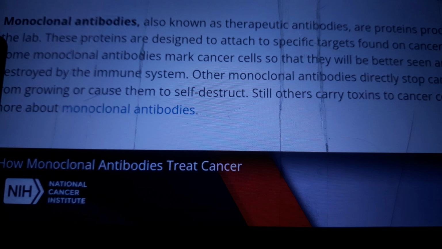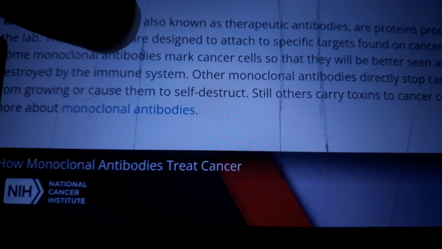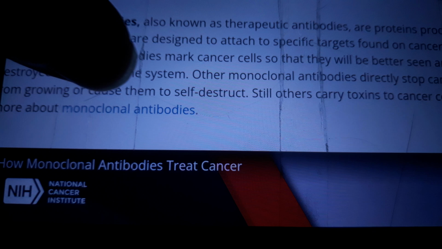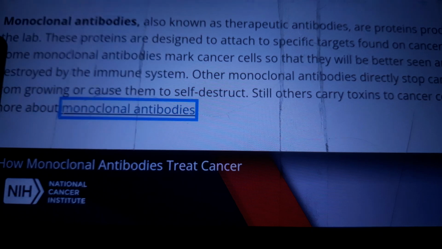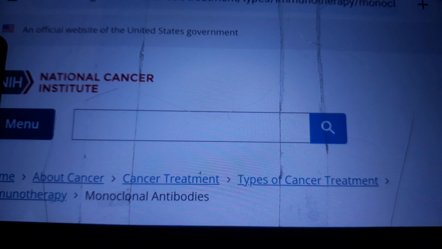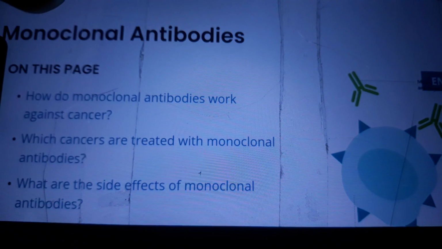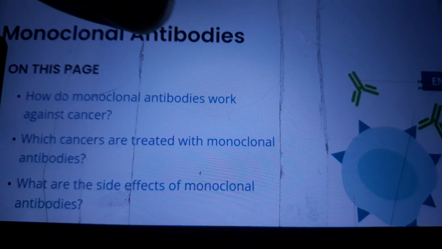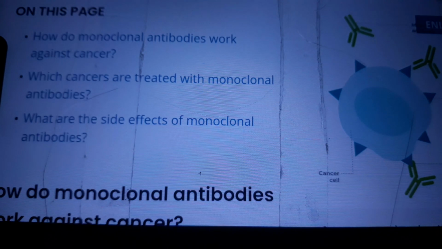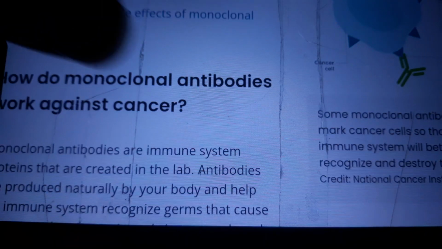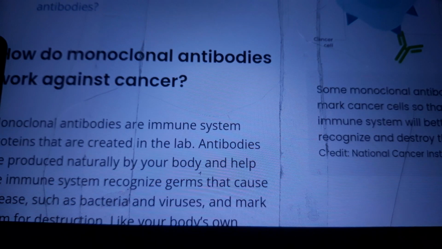I think you've seen the video. Now about monoclonal antibodies, we'd like to know more. Let's check that. Now, about monoclonal antibodies: How do monoclonal antibodies work against cancer? Which cancers are treated with monoclonal antibodies? What are the side effects of monoclonal antibodies?